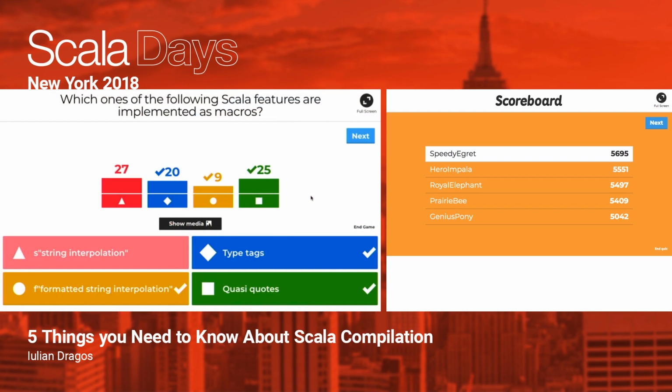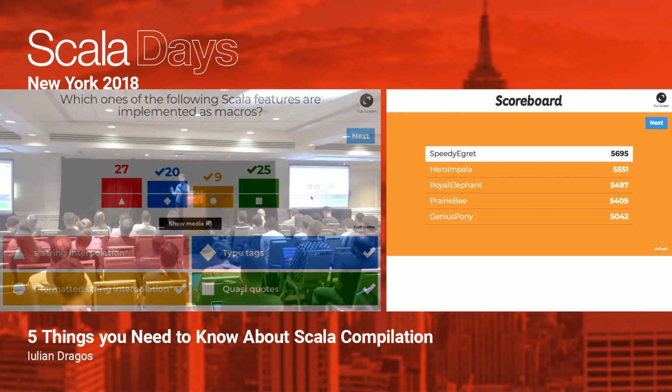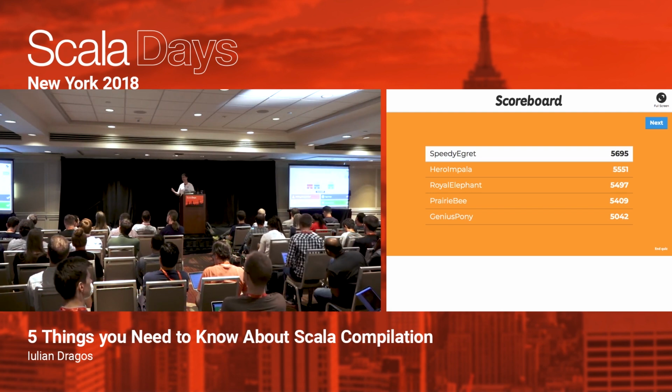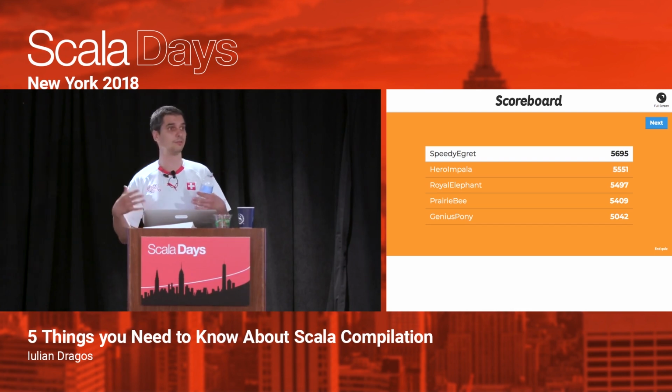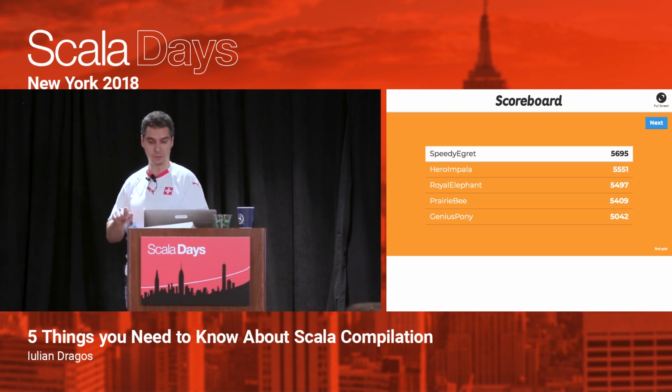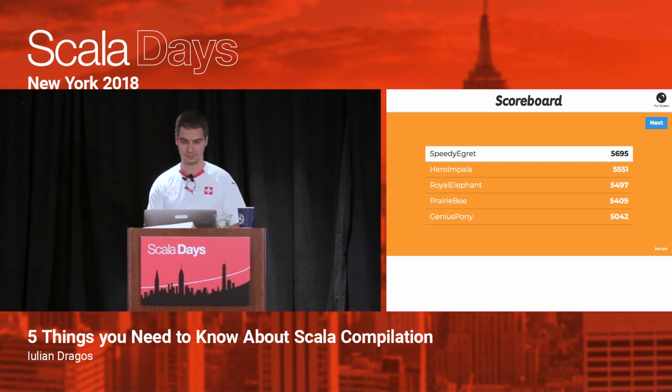Just plain string interpolation is actually not a macro. It's formatted string interpolation that needs to be a macro, because you want to make sure that whatever you're passing in and fits into the string is actually the right type. So %d actually takes an int, and so on. Type tags must be a macro because you want to reify a type into something that can be inspected at runtime by your program. And quasi-quotes, roughly the same reasons.